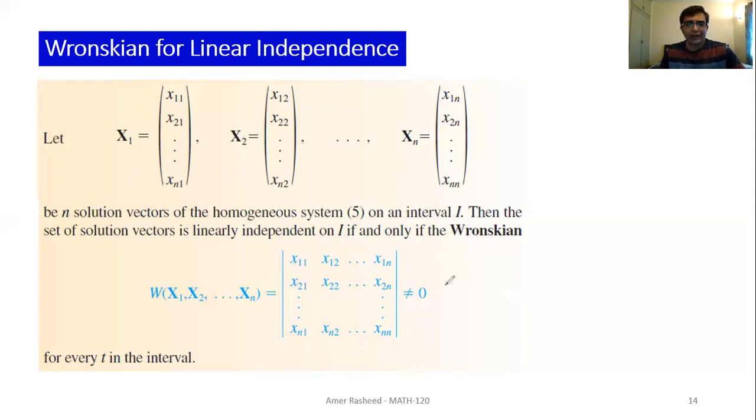I hope you get it. What is the Wronskian? If we have n solutions, we put all these solution vectors into a determinant. If the determinant is non-zero, then we say that all these vectors x1, x2, xn are linearly independent.